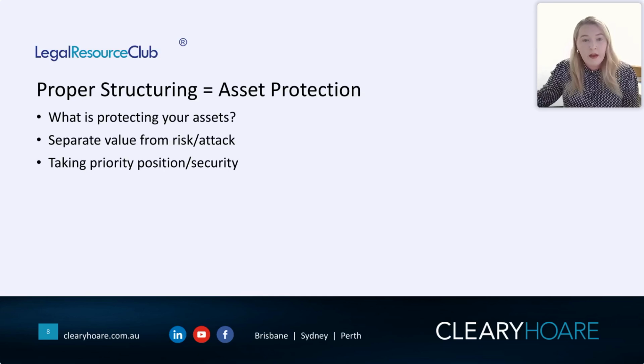Another aspect of asset protection that we really try to utilize to our advantage is trying to have a related entity take a priority position in terms of your assets. And what I mean by that is, if the worst comes to the worst and a person ends up going bankrupt, you want to have a related entity in a position of priority that has enforceable security over your assets to be able to recoup that value if things do go south.